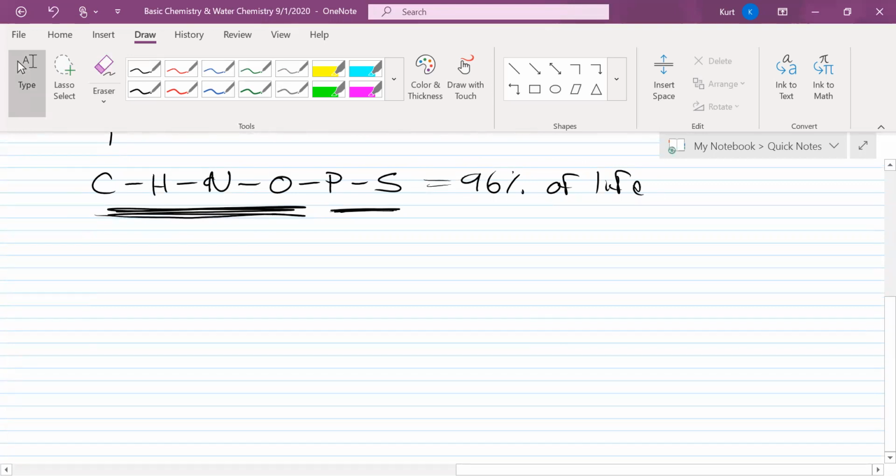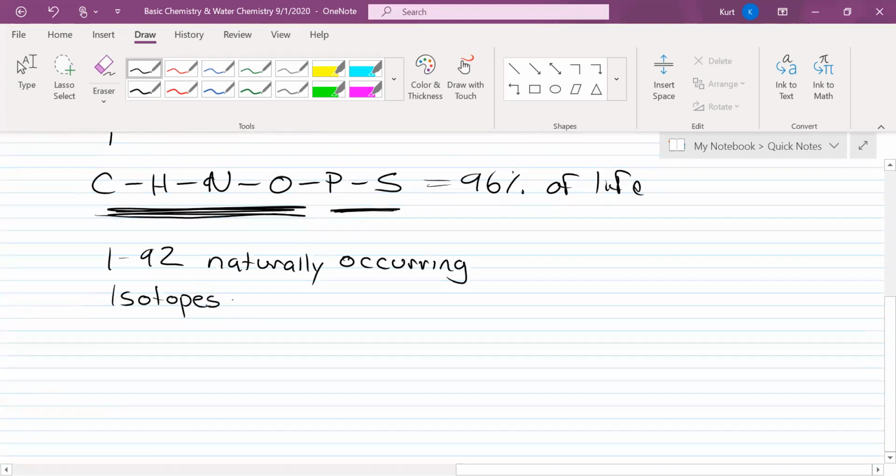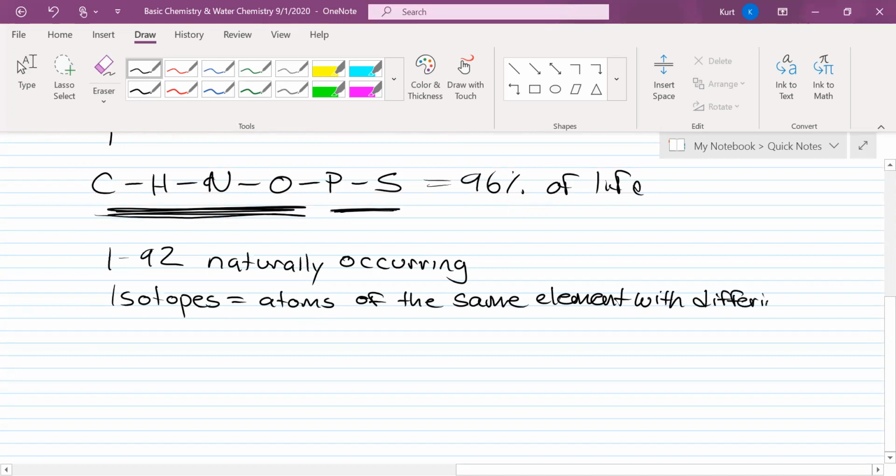Okay, and as I said earlier, elements 1 through 92 roughly are naturally occurring. You have metals, you have nonmetals, you have metalloids. All six of those are nonmetals. And then you have isotopes, which are atoms of the same element with differing numbers of neutrons. And when I was in school, I never understood what that meant.